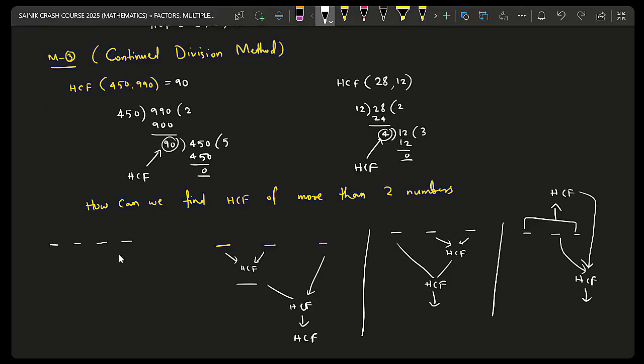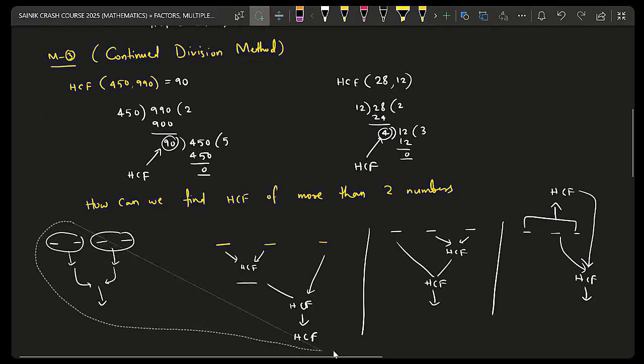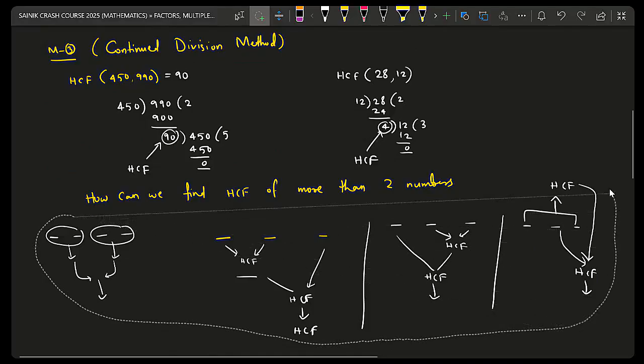1, 2, 3, 4: four numbers are there. First, for these two you find the HCF. For these two you find the HCF. For these two results, you again find the HCF. That will give the final answer. So like this, at a time you can take two and carry that HCF forward until you complete all the numbers, and that will give the correct answer.